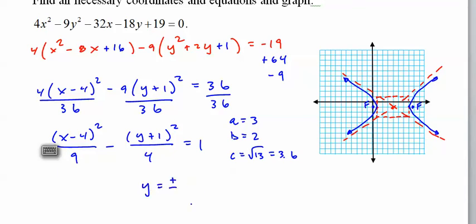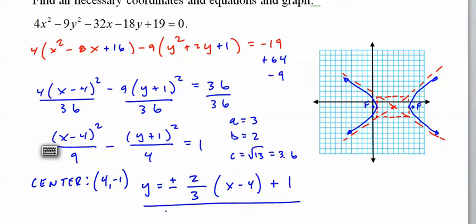Y equals plus or minus. Going up and down, in this case, B. So 2 over 3. Center was at, I should write that down. Center 4, negative 1. So x minus 4 plus 1. And you can check it out if you want. Lots of information there. Again, if you need to rewind and rewatch, that's fine. Good luck.